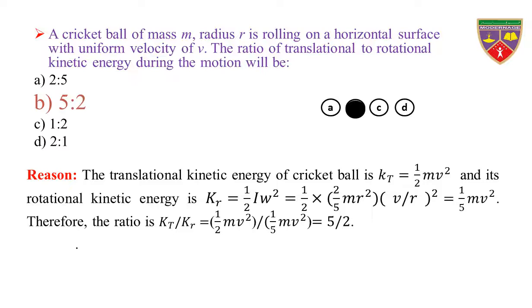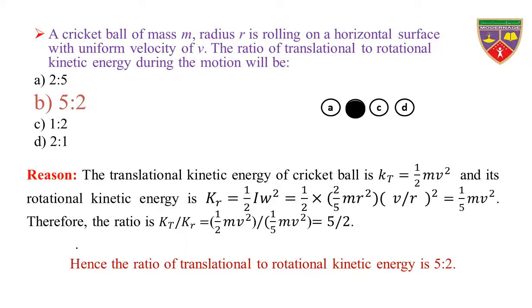Reason. The translational kinetic energy of the cricket ball is KT = 1/2 mv², and its rotational kinetic energy is Kr = 1/2 Iω², which can be written as 1/2 × 2/5 mr², which is the moment of inertia, × (v/r)², which can be written as 1/5 mv². Therefore, the ratio is KT/Kr = (1/2 mv²)/(1/5 mv²), which is equal to 5/2. Hence, the ratio of translational to rotational kinetic energy is 5 to 2.